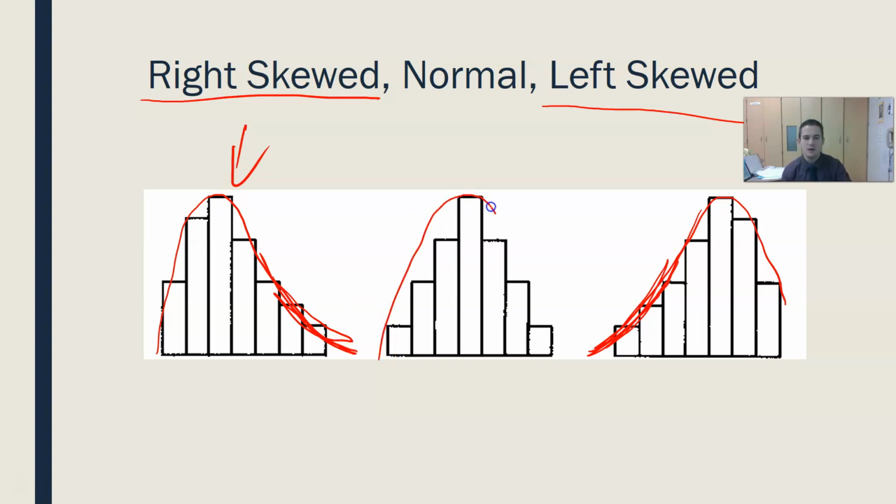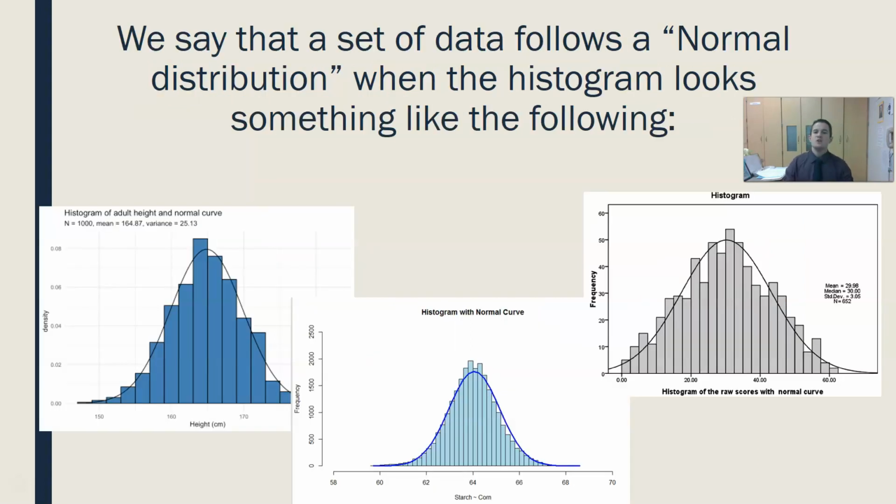This one in the middle you would probably call normally distributed. It's not right skewed, it's not left skewed, it's pretty normal, it's pretty symmetric. You see that most of the data values are kind of here towards the middle, and they're less off towards each side. So I call a data set like this normally distributed. Most of the values are in the middle, and then less of those values are out towards the edges. So we say that a set of data follows a normal distribution when the histogram looks something like this.